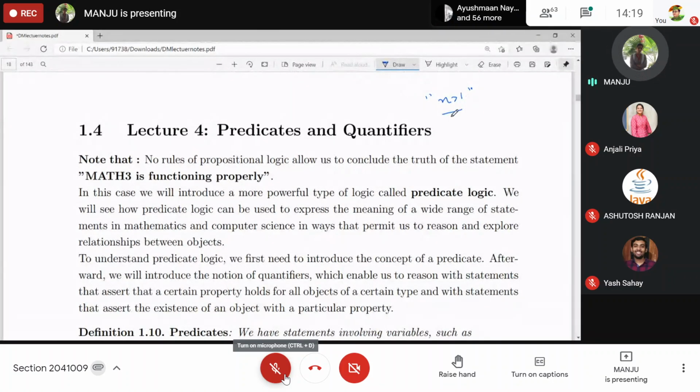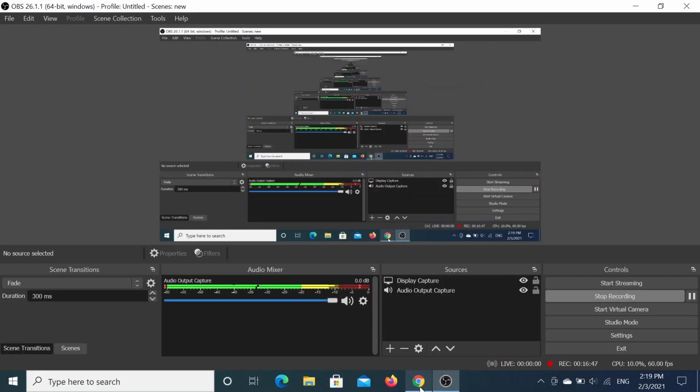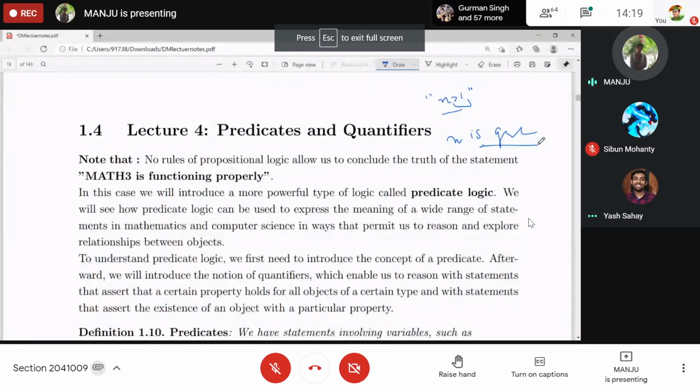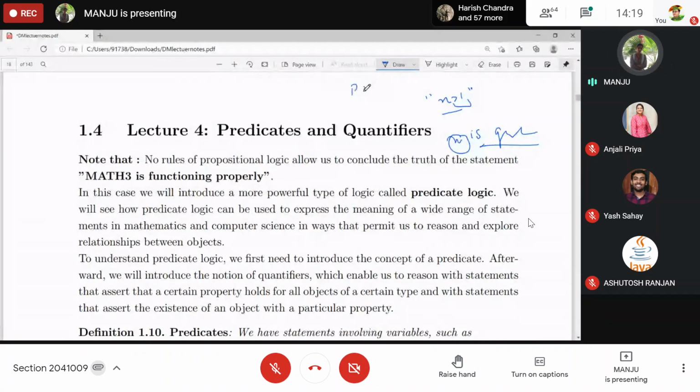So these types of statements which contain variables are known as predicates. Here x, the variable, is the subject of the statement, and the remaining part is the predicate. That is, "is greater than 1" is the predicate and x is the variable. We represent it by capital letters with function notation, like P(x), Q(x), R(x), S(x). So it is known as a predicate function.